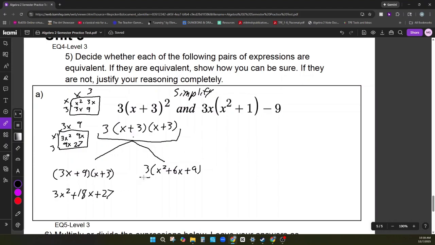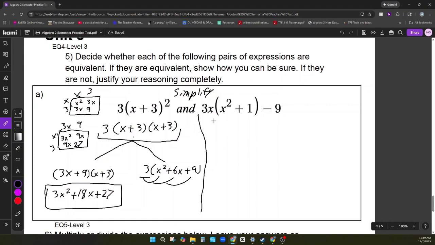And as I multiply my 3 and distribute on this side, or this method, 3 times x squared is 3x squared, 3 times 6x is 18x, and 3 times 9 is 27. So those are two different methods of simplifying just our first expression. We're still just dealing with our first expression. So whatever route you went down, you should get 3x squared plus 18x plus 27 on this side.